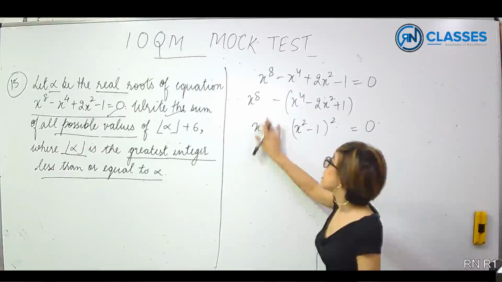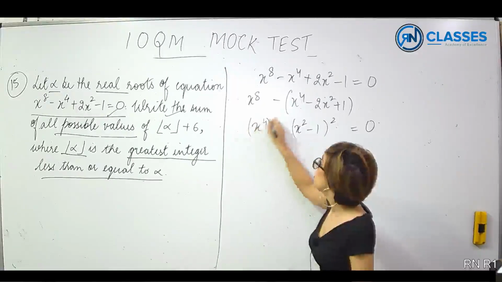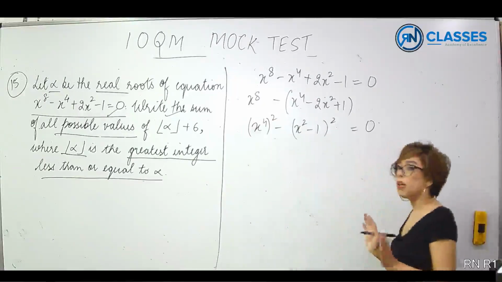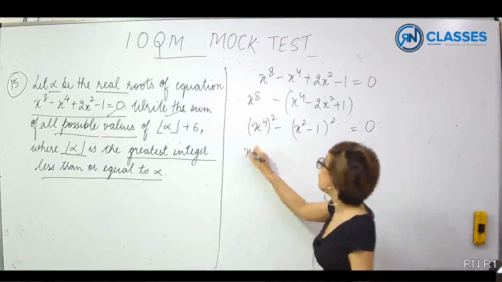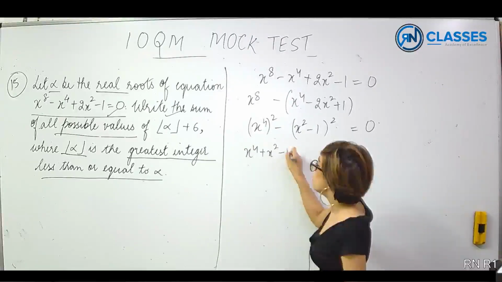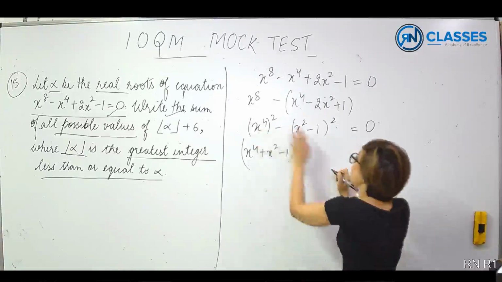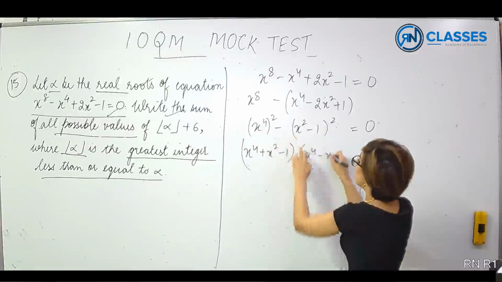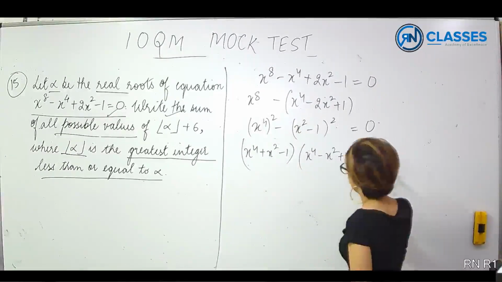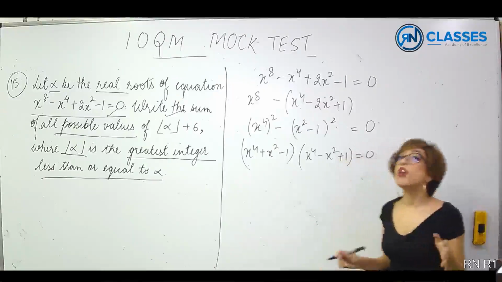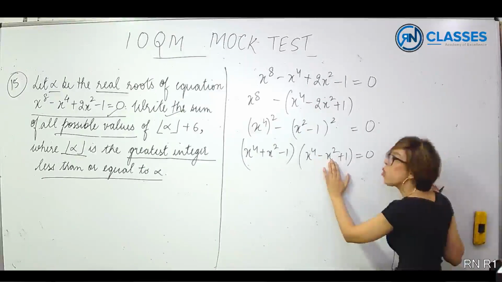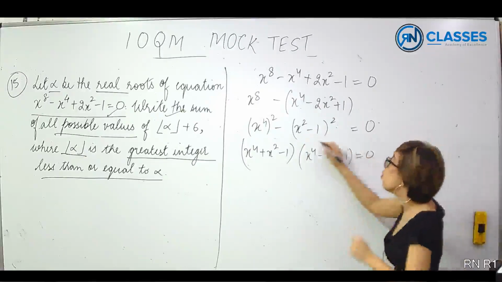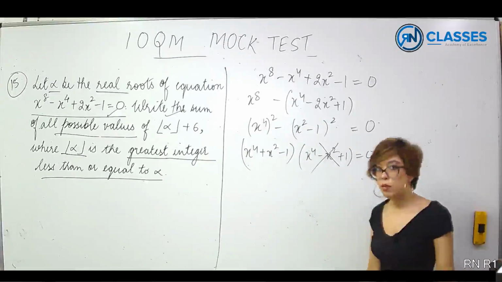So, obviously, I can write this as x raised to 4 whole square, then this is the squared quantity. So, a square minus b square gives a plus b, a minus b. So, x raised to 4 plus x square minus 1, into x raised to 4 minus x square plus 1, equals 0. Mind it, I am looking for the real roots. Now, from here, I can treat this as a quadratic in x square. I can see that there are no real roots. You can check it.